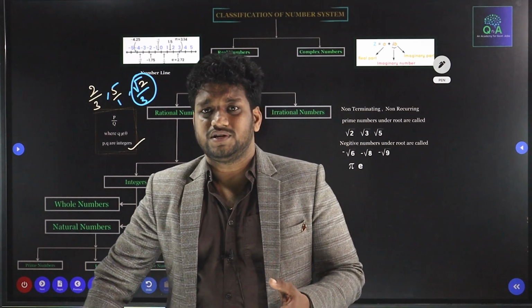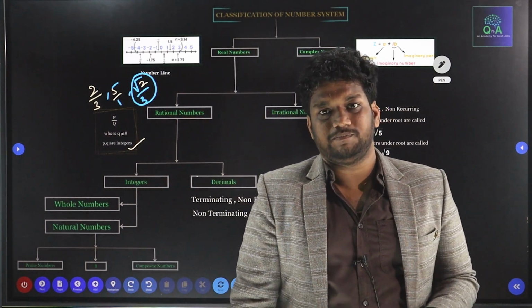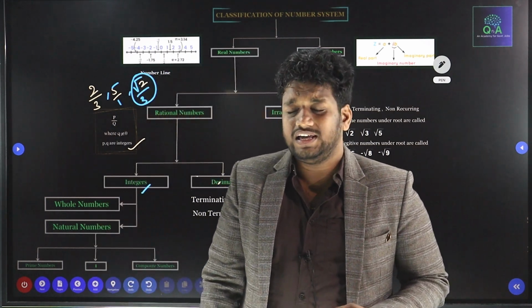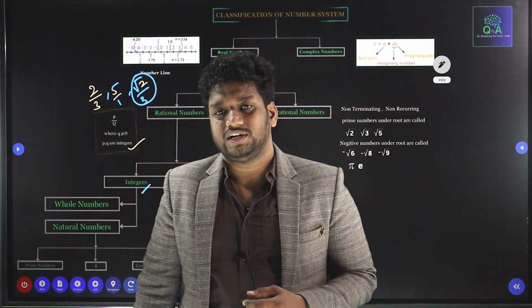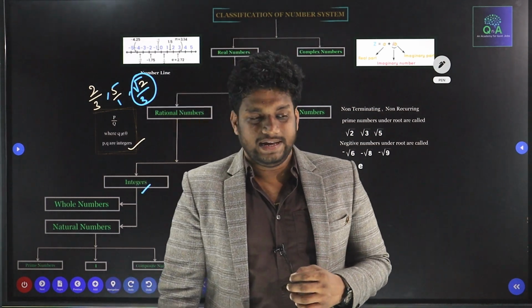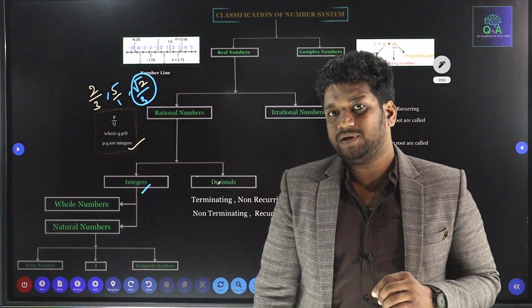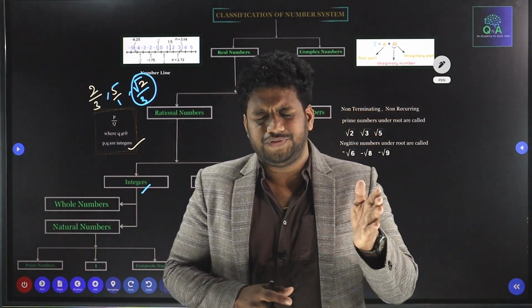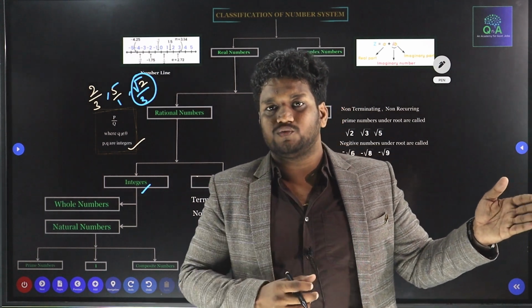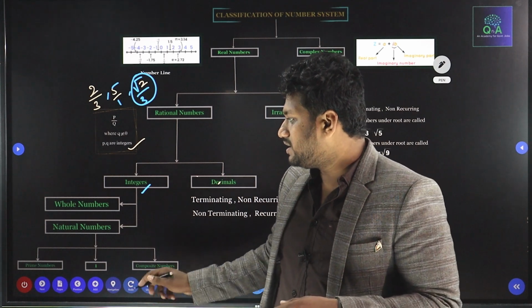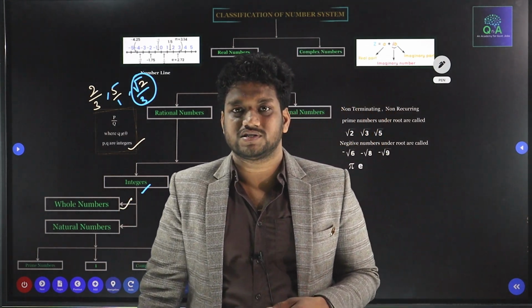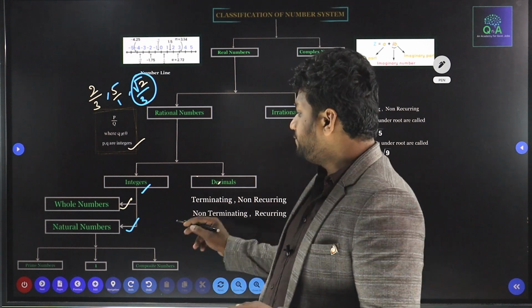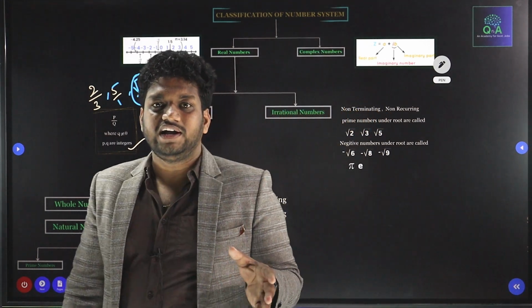Now again, rational numbers, if you observe, are divided into three different parts, which are integers, decimals, and fractions. Here we are discussing only integers and decimals. What are integers first of all? Integers are numbers where we have 0, positive numbers, and also negative numbers. In these integers, if you remove all the negative numbers, the remaining numbers from 0 are considered whole numbers. Again, from whole numbers, if you remove 0, such numbers are considered natural numbers.